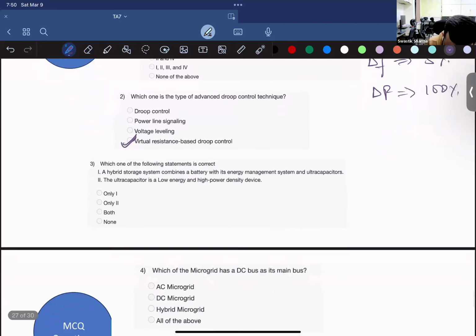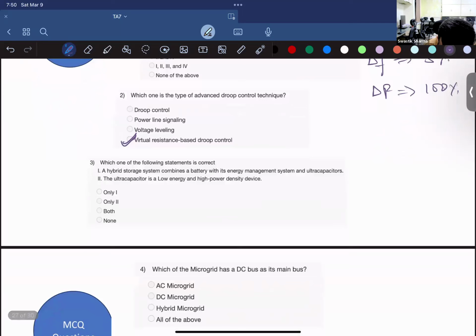Which one of the following statements is correct? One, a hybrid energy storage system combines the battery with its energy management system and ultracapacitors. Two, the ultracapacitor is a low energy and high power energy density device. So second is correct, right? Maybe D? This can't be D, right? None can't be the answer, because the second statement is correct.